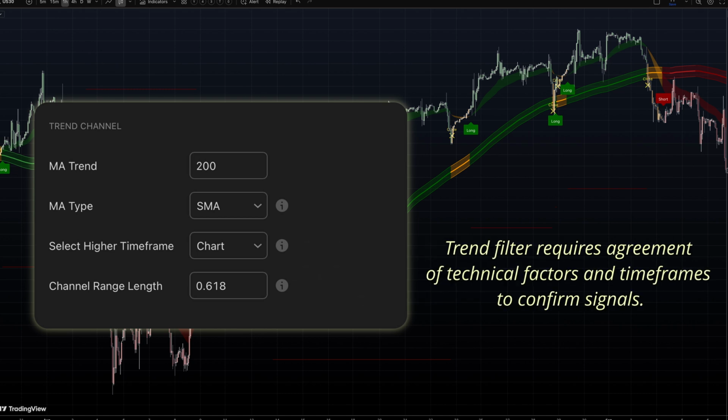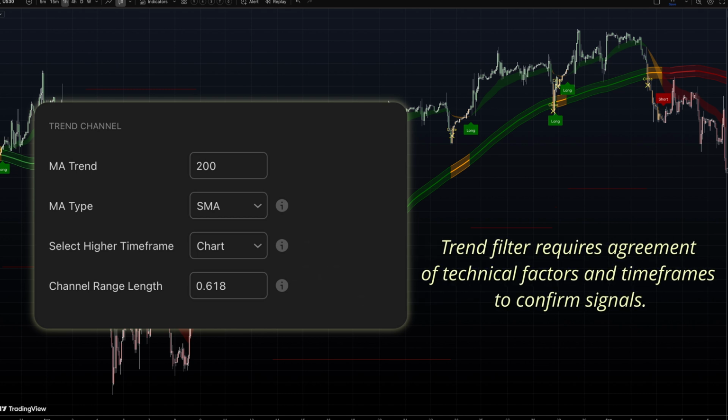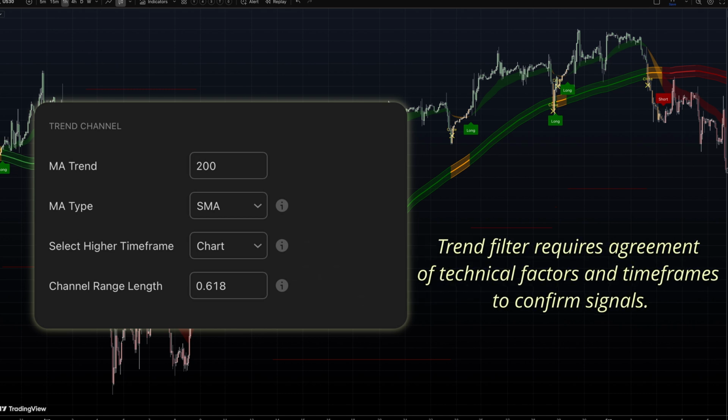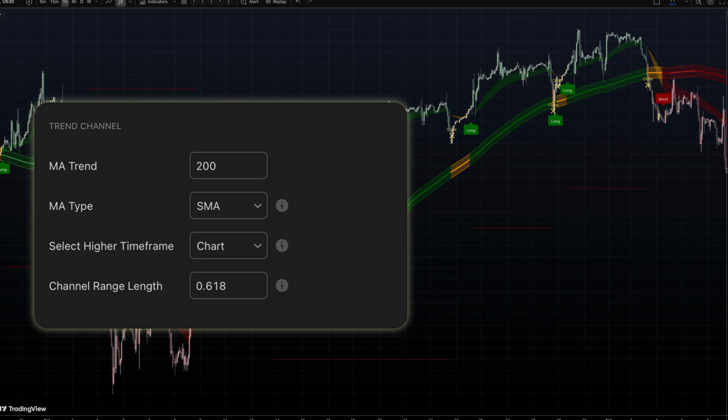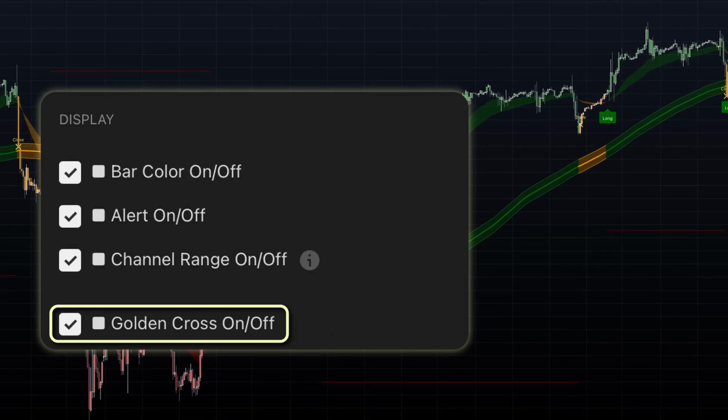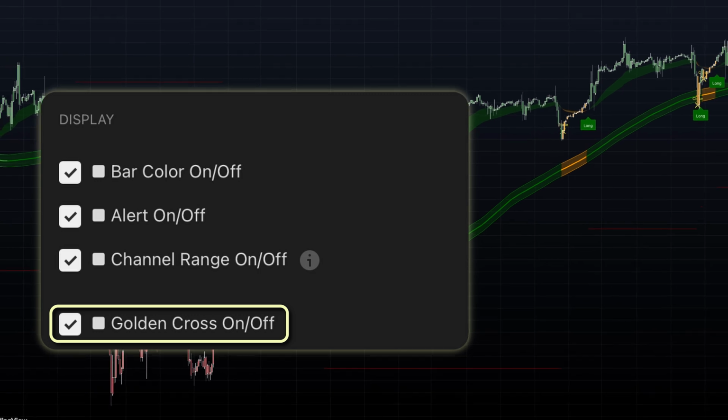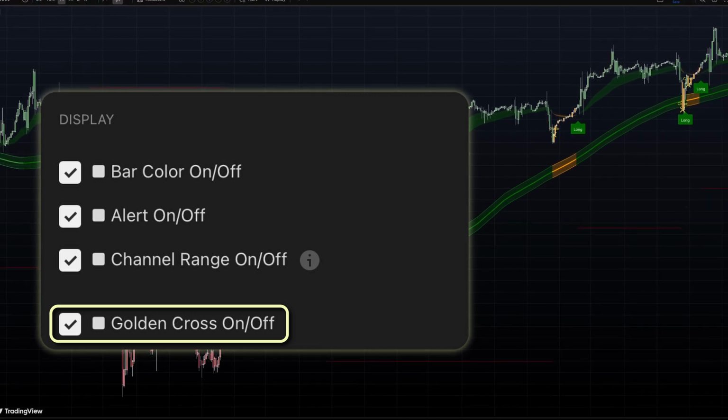The indicator excels at trend filtering by requiring alignment between multiple timeframes and technical elements before generating signals. Traders can also enable golden cross detection between the medium-term EMA and long-term MA for additional confirmation of major trend shifts.